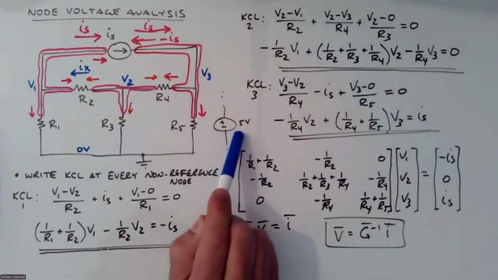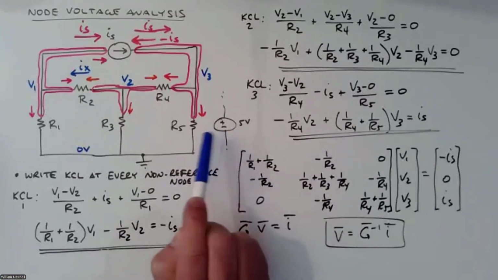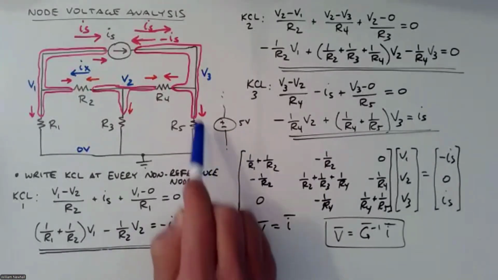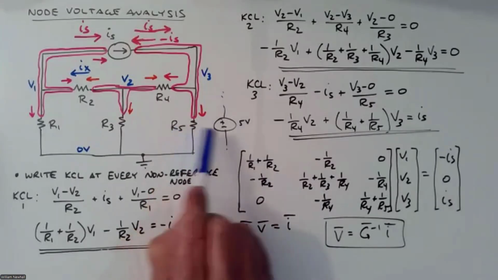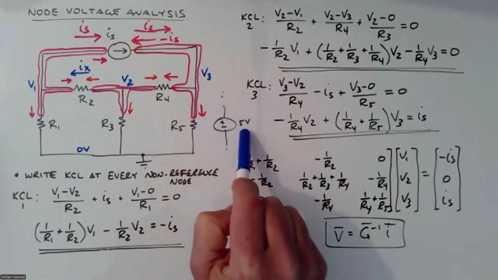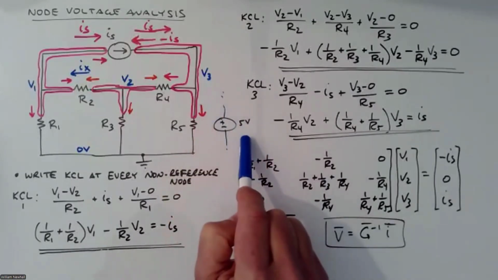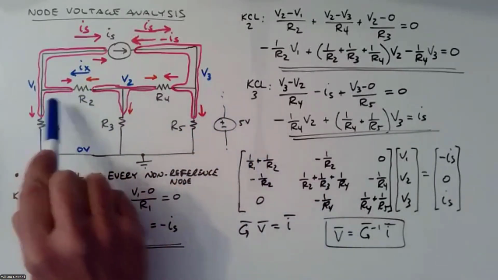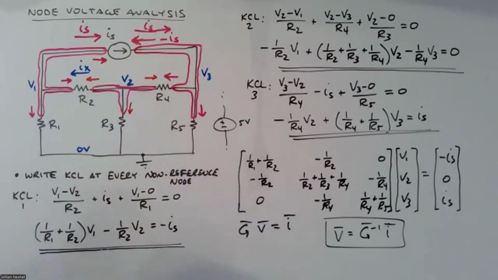If there's a voltage source in your problem, then you can see, well, in this case, if R5 were a 5-volt source, V3 would be V3 equals 5 volts. That's one of your equations. And then you write KCL for the other two nodes.